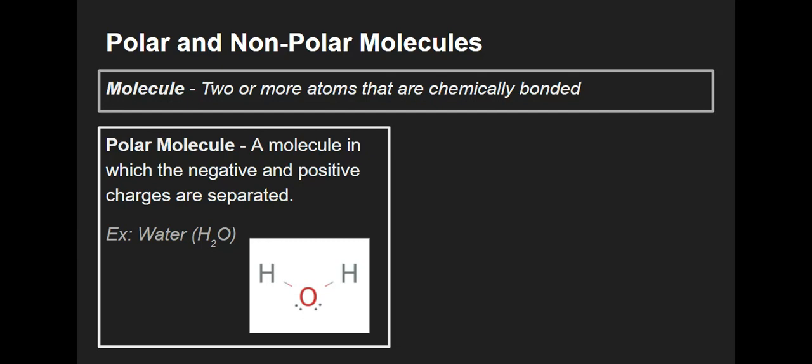Because oxygen is more electronegative than hydrogen, in other words, it attracts electrons more strongly than hydrogen does, that means that the valence electrons are going to spend more time close to the oxygen atom, which is going to make it slightly negative. The hydrogen atoms are going to spend less time with the electrons, so that end of the molecule is going to be slightly positive.